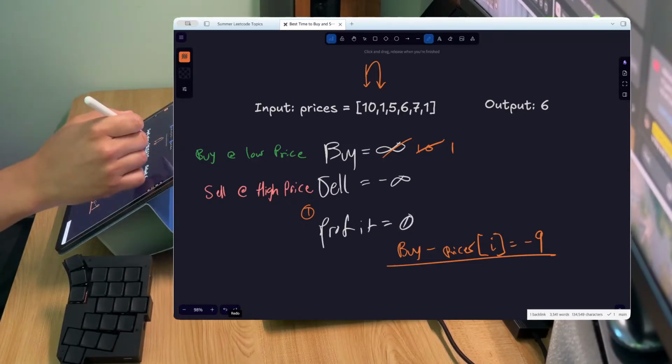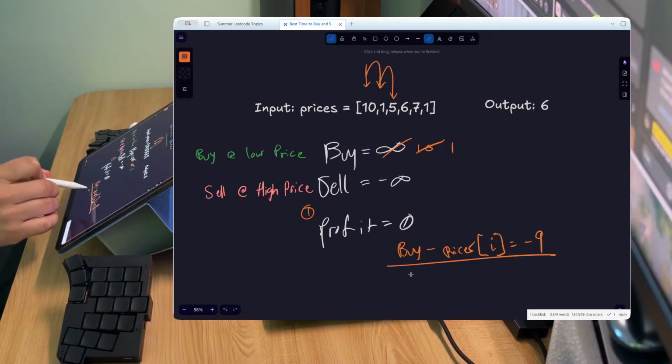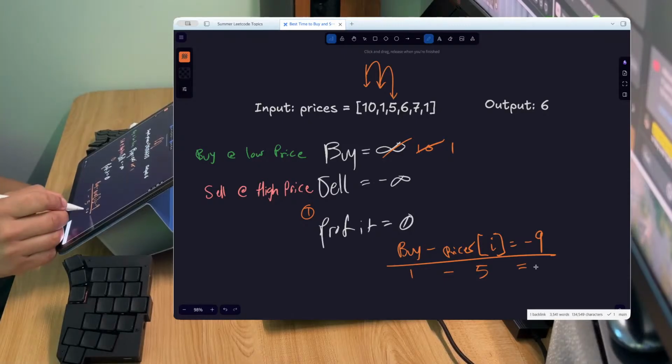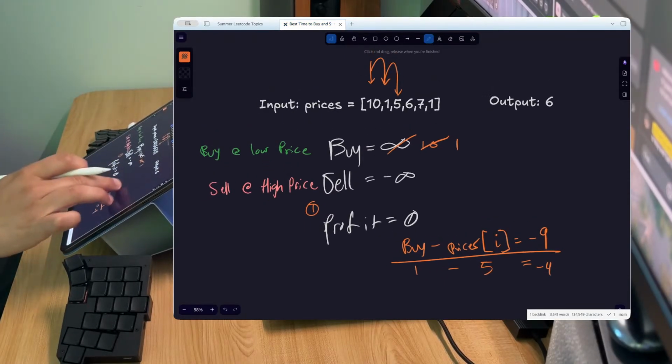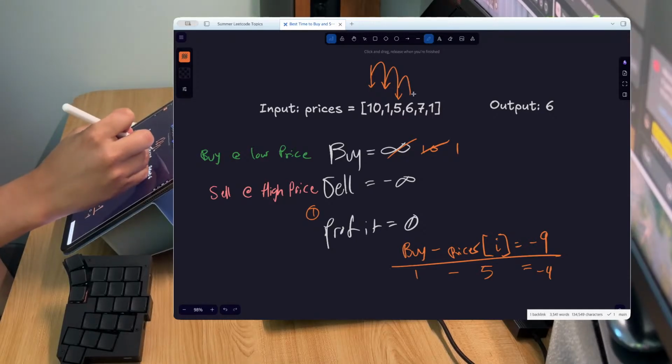So let's see. Let's say we go to 5. By the way, buy is 1. Price would be 5, right? It's negative, so sell doesn't get updated. Profit still stays at 0. Can move to the next one.